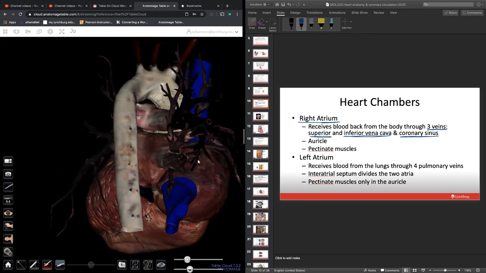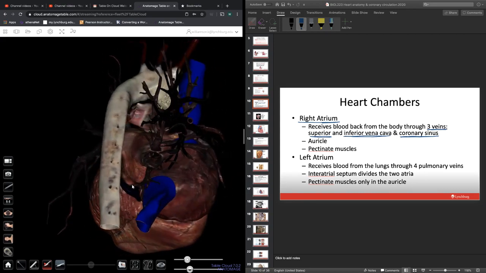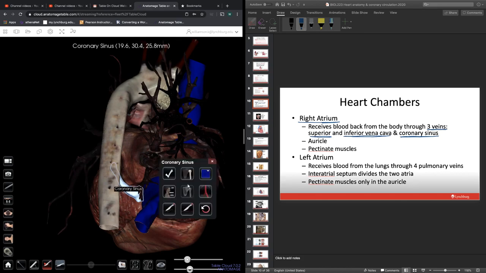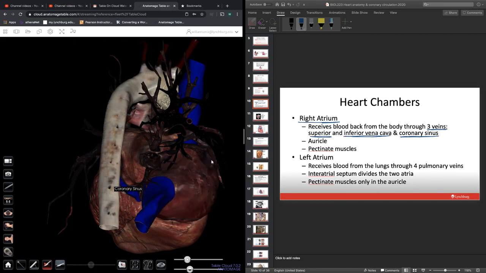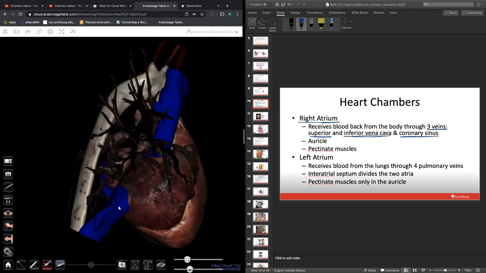And this is actually draining venous blood from the heart itself through the coronary circulation. So if we actually turn our heart around, so we're looking at the posterior aspect of it, you're going to see this small vessel here. And this is the coronary sinus. I'm going to flat color that blue as well. And that's draining venous blood from the coronary circulation back to the right atrium. So here are 3 vessels that are draining venous blood to the right atrium.